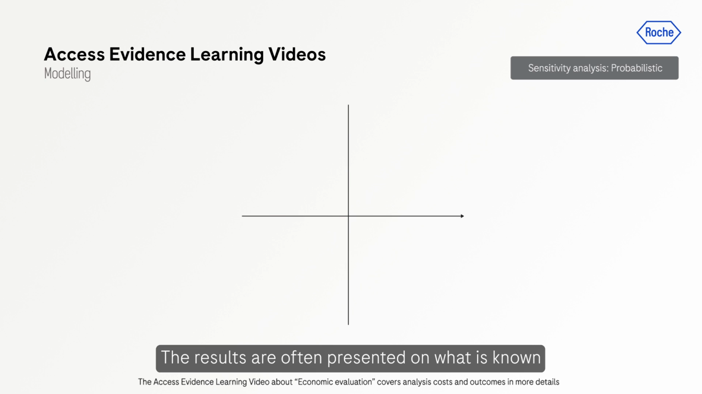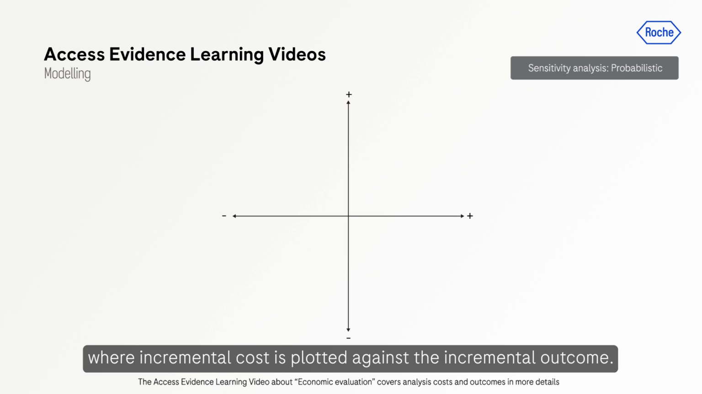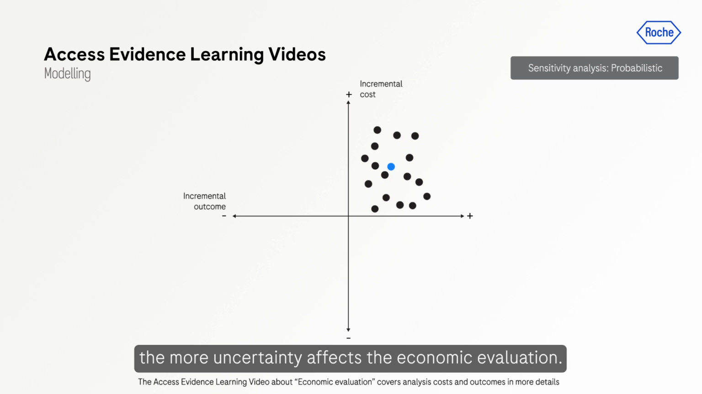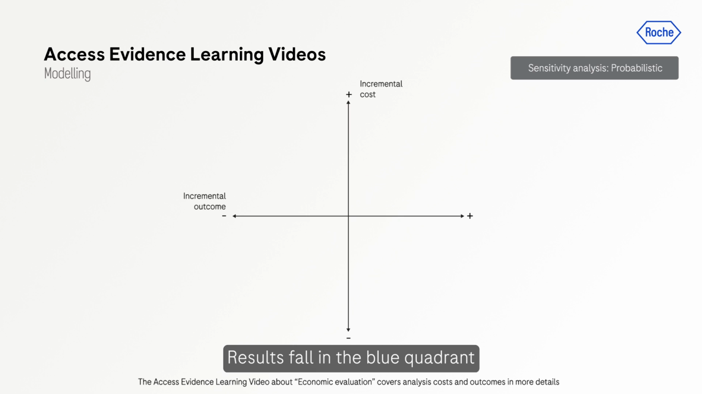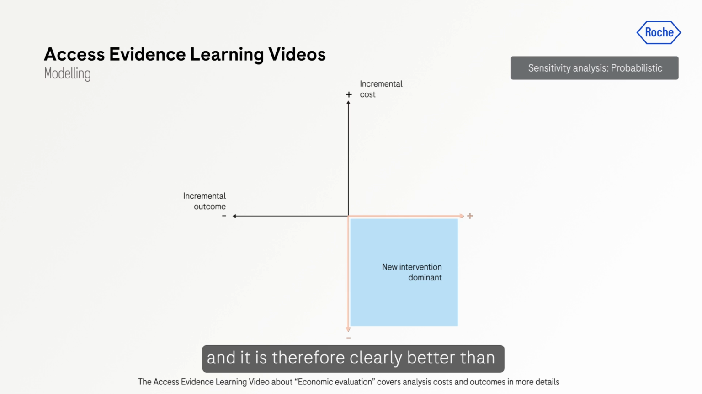The results are often presented on what is known as the cost-effectiveness plane, where incremental cost is plotted against incremental outcome. The wider the distribution, the more uncertainty affects the economic evaluation. The quadrant in which the results fall on the plane is also significant. Results fall in the blue quadrant when the new intervention improves outcomes at a reduced cost and is therefore clearly better than, or dominant over, the comparator.